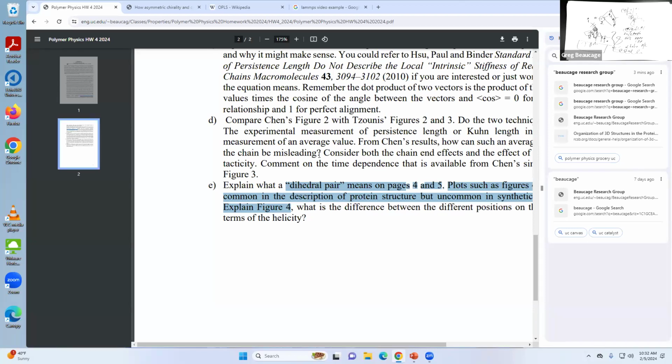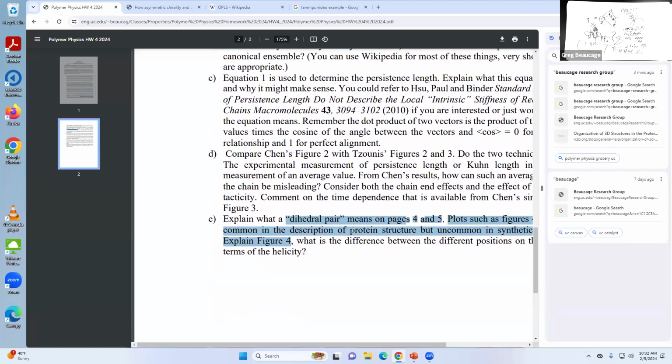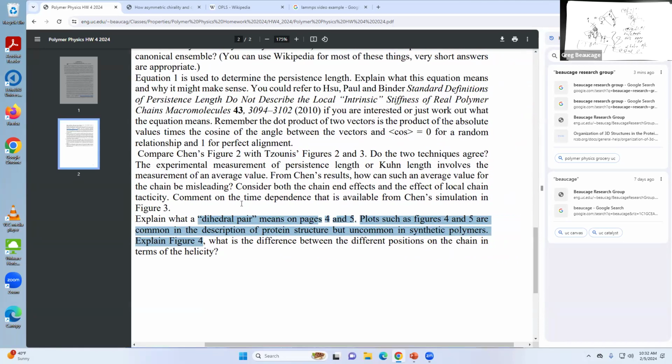Anyway, did I answer that? That's the dihedral pair, those two angles. And there's a lot to it. If you look into this stuff, you might get interested in it, or you might just answer the question. That's it.